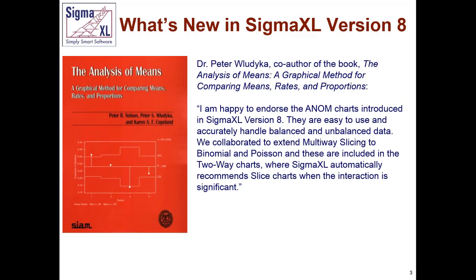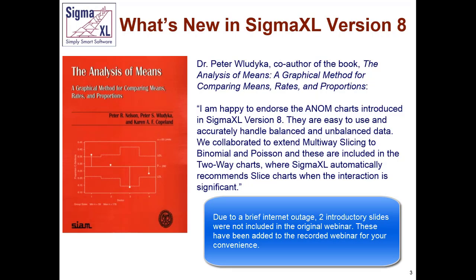To begin with, we're going to make use of and refer to the book, The Analysis of Means by Nelson, Ludica, and Copeland. In particular, Dr. Ludica assisted us with the development of the ANOM charts. And in fact, we collaborated on extending what is called the slice chart. I'll talk more about that in a moment, but at the time the slice charts were developed just for normal and we extended them to binomial and Poisson. So that's a unique feature in SigmaXL.